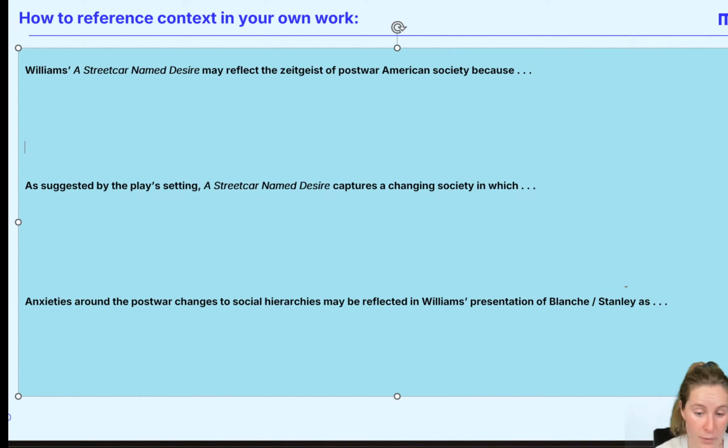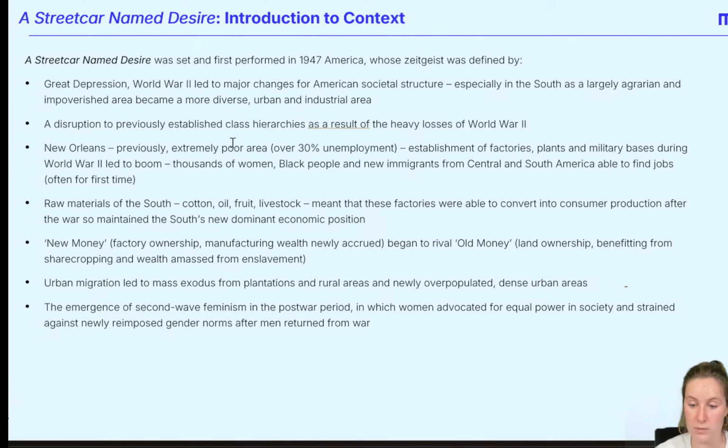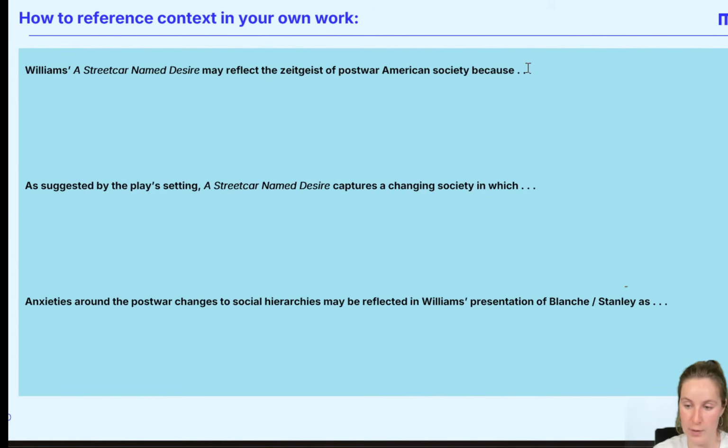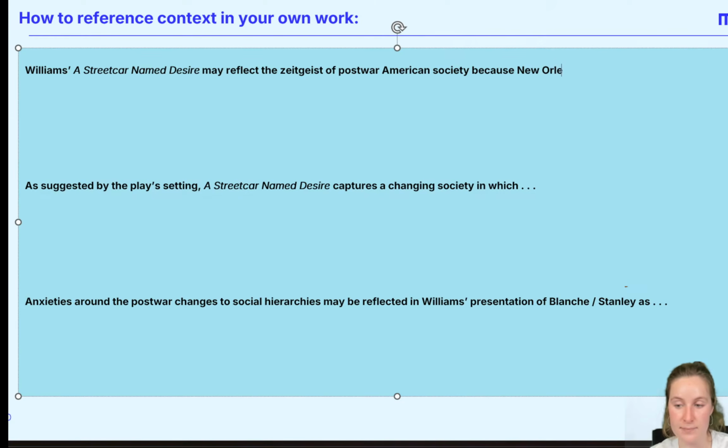Well, what was going on in the post-war again? We've got a more egalitarian society. We've got more equal opportunities. We've got urban migration. We've got a boom in New Orleans because, for example, New Orleans as a newly powerful center of trade.